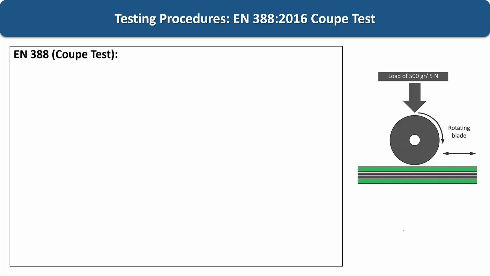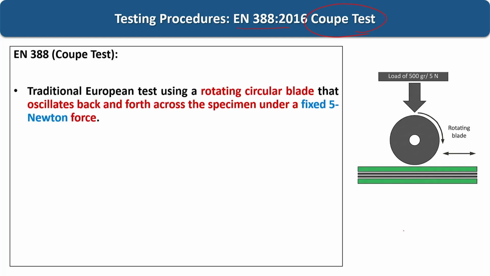Now, the next process is the EN 388 2016 Coupe method. This method is entirely different from this TDM method. This Coupe method is a traditional European standard.